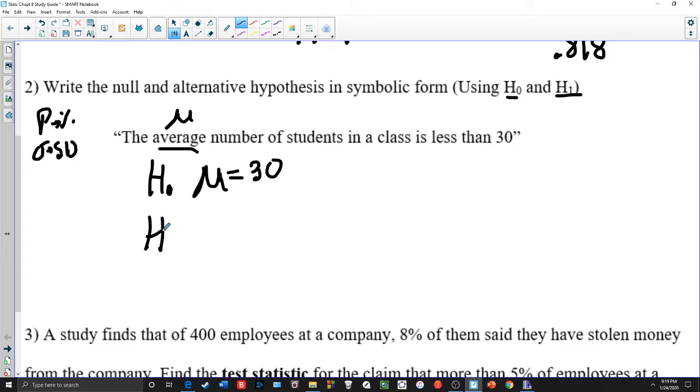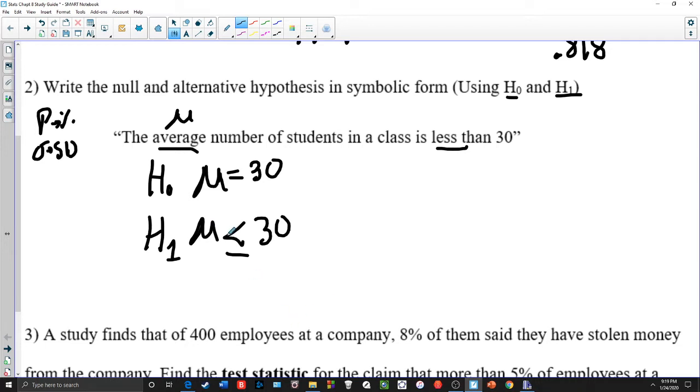And then our H1 would be mu. In this case, we're testing that it's less than 30, so it'd be less than 30. And those would be my two hypotheses. So because it's a less than, this would be a left tail test if I were to go any further. So that'd be kind of how I would proceed from there.